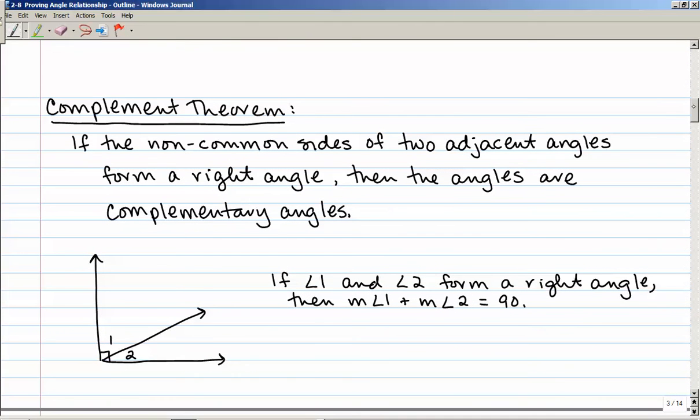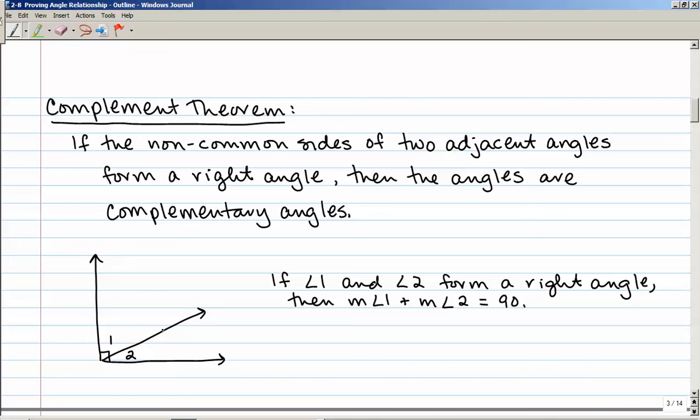We also have the complement theorem. If the non-common sides of two adjacent angles form a right angle, then the angles are complementary angles. Let's take a look at that. The non-common sides of two adjacent angles. Angle 1 and angle 2 are adjacent because they share this ray that comes out in the middle. And the non-common sides are the sides that they don't share. So that would be this ray going straight up and the ray going out to the right. Since those form a right angle, and then you have a ray coming out of the middle of it, those two angles are complementary.